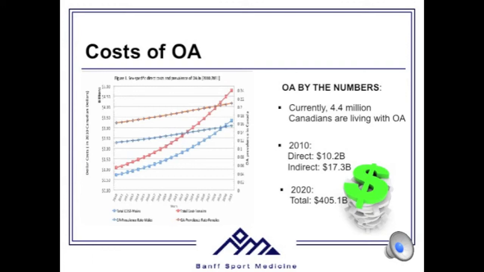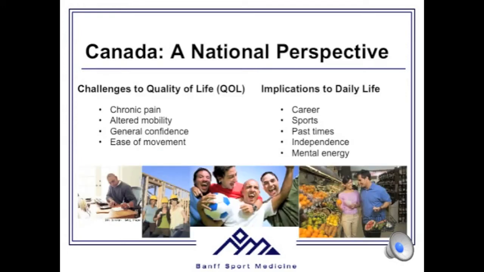Yes, this is a lot of money and that is a lot of people, but we still have not discussed the heaviest piece of the global impact puzzle. Each one of those 4.4 million Canadians' daily lives, not to mention the number of people affected throughout the world. This is where OA truly draws its impact. Working to find methodologies that help manage chronic pain, any altered mobility, general confidence, and comfort of movement will help ensure your quality of life by maintaining a career, participating in favorite activities, maintaining independence, or simply having enough mental energy to deal with the rest of life.